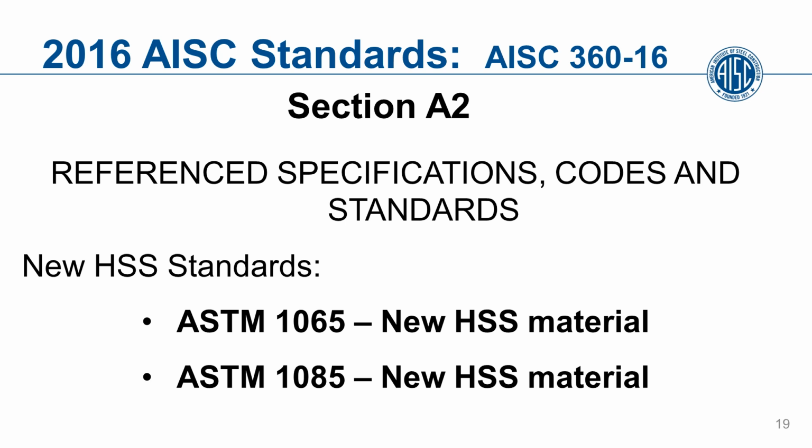In addition to that, ASTM 1085 also has some Charpy requirements that will make it more suitable for seismic applications. Both of these as well, you're able to use the full thickness of the HSS material. Keep in mind, A500 only allowed you to use 93% of the thickness that was specified. For ASTM 1065 and ASTM 1085, the full thickness of the wall can be used in your design, as well as a full 50 KSI strength of the material.